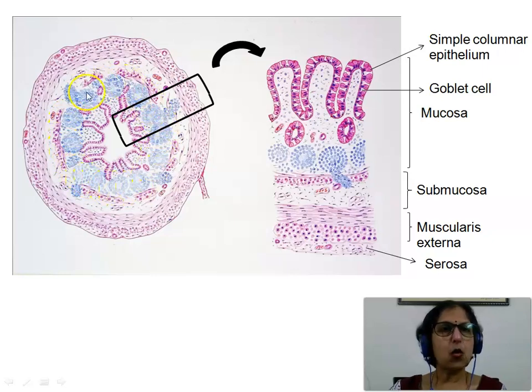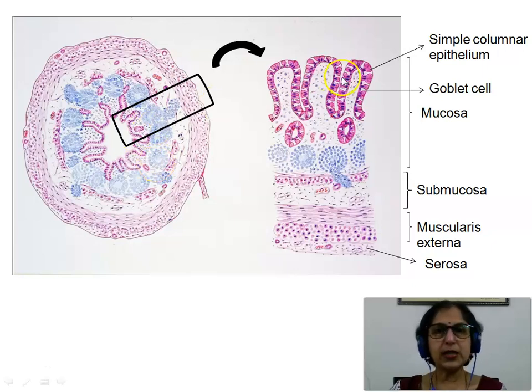They are seen all along the circumference of the wall of the vermiform appendix, and at places they may also cross the muscularis mucosae and enter into the submucosa. So this entire circle of lymphatic nodules is the characteristic feature of the transverse section of vermiform appendix.